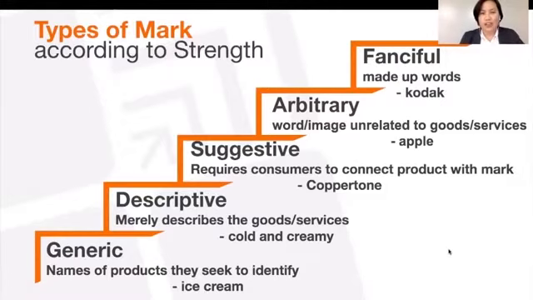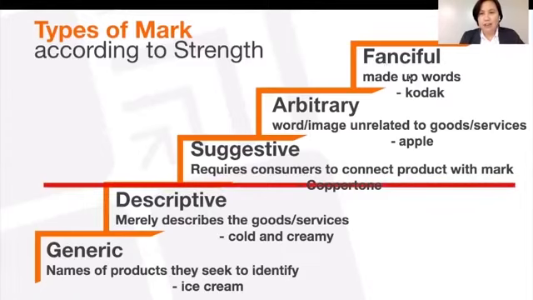Now, where do we draw the line? Fanciful being the strongest type of mark. Okay? Followed by arbitrary, suggestive. The last two here cannot be registered. Okay, so we have a red line here to mean that these two cannot be registered. Or we also have a red line here to mean that these two can be part of your trademark, but they're not solely your trademark. You may use them as part of your trademark.